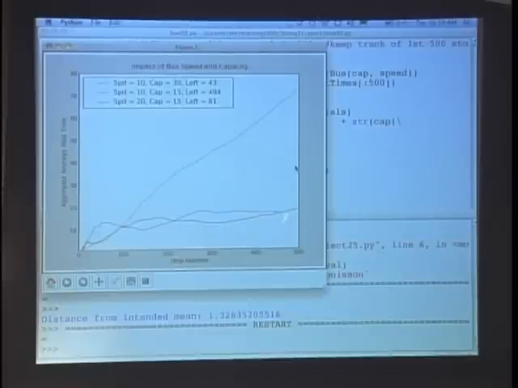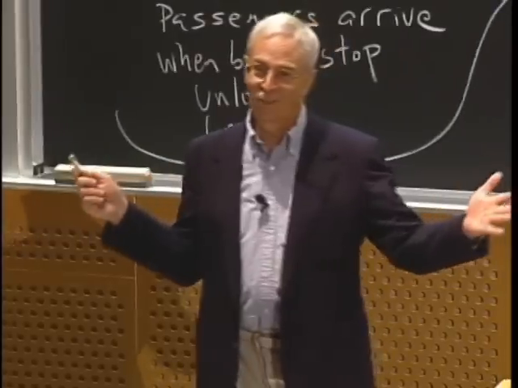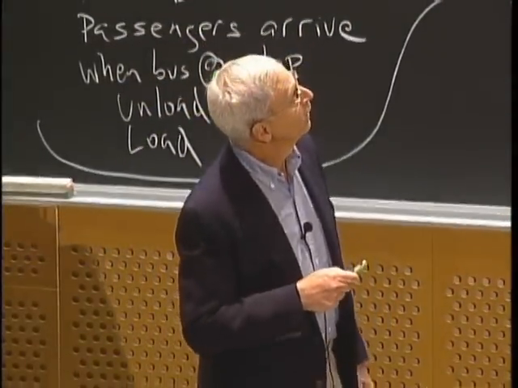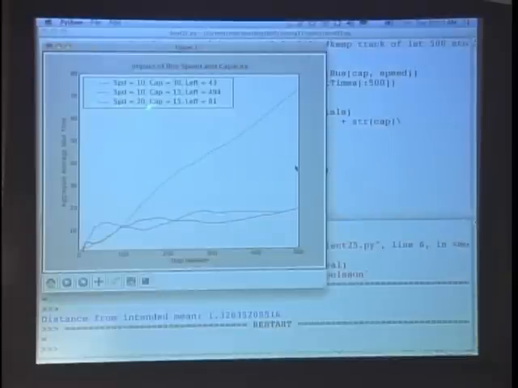You'll notice also the blue line doesn't quite get all the way to 500, which means that slow bus didn't get to make enough stops. It took a long time to load up because it had big capacity and didn't really get to all of the stops. All right, let's try another experiment.